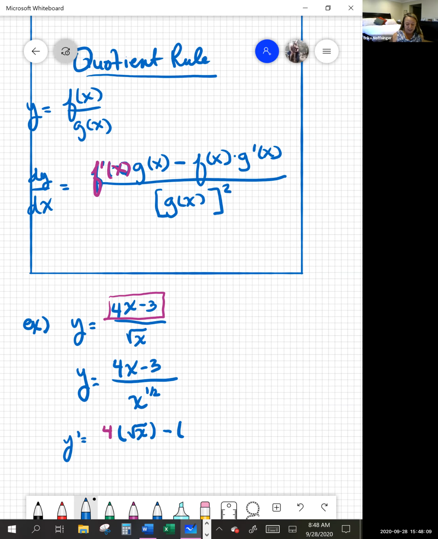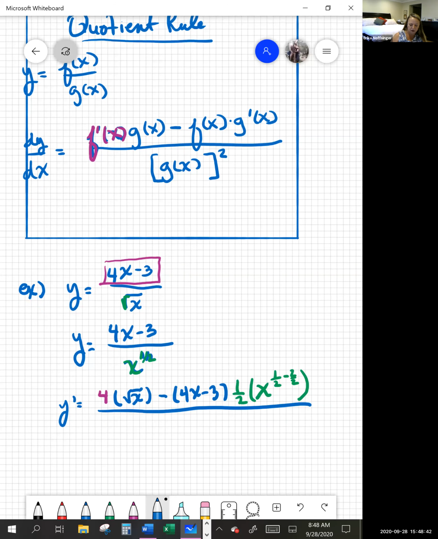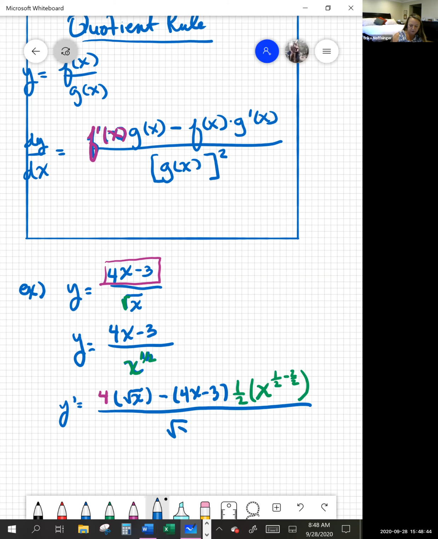4x minus 3, all times the derivative of our denominator. So the derivative of our denominator, let's use this piece. Bring our power down front, 1/2 x, and subtract 1 from our power. So subtracting 1 from 1/2, so 1/2 minus 2/2, all over our denominator, which was the square root of x. And then it tells us to square that piece.